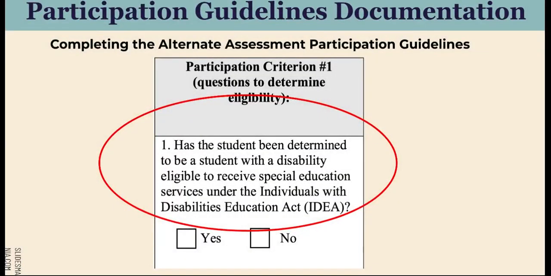So, the first question in the participation criteria is pretty easy. Is the student eligible to participate in special education to receive services under IDEA? More than likely, if you're filling out these guidelines during an ARC process, the parents have given consent for services. The student has been determined to be eligible for special education services. So this is an easy one. We're going to mark yes here.